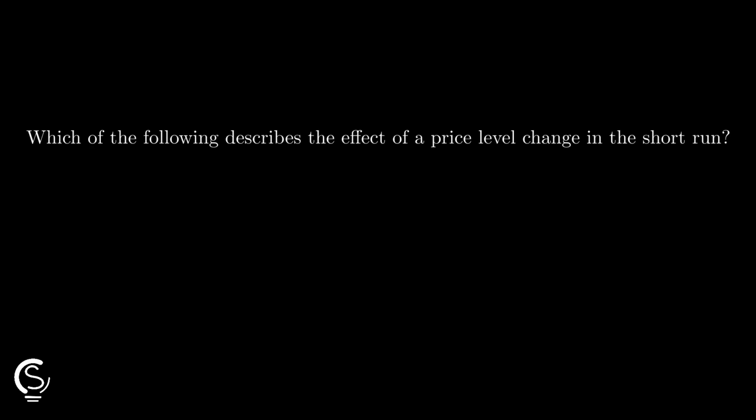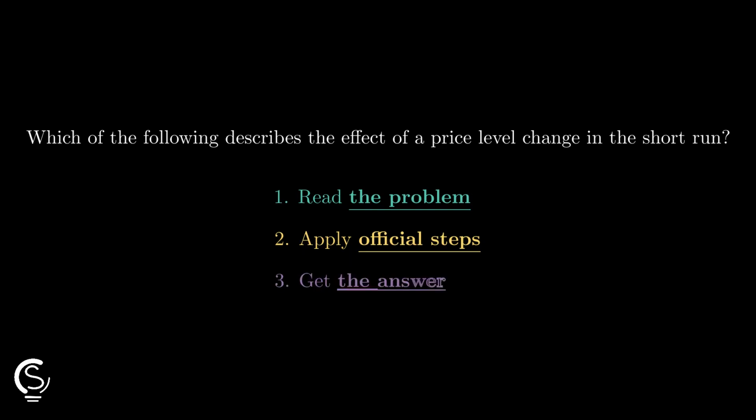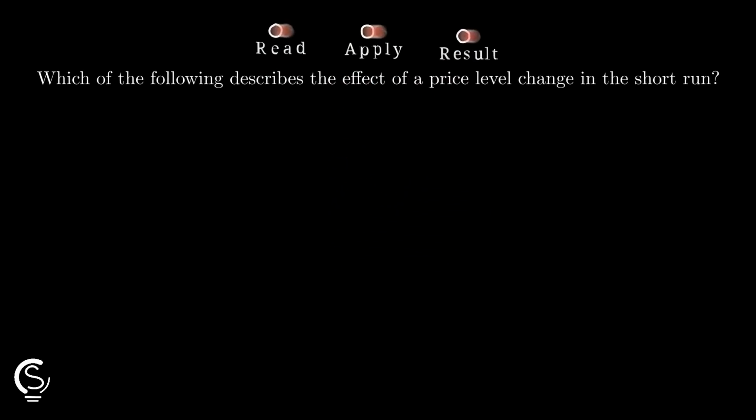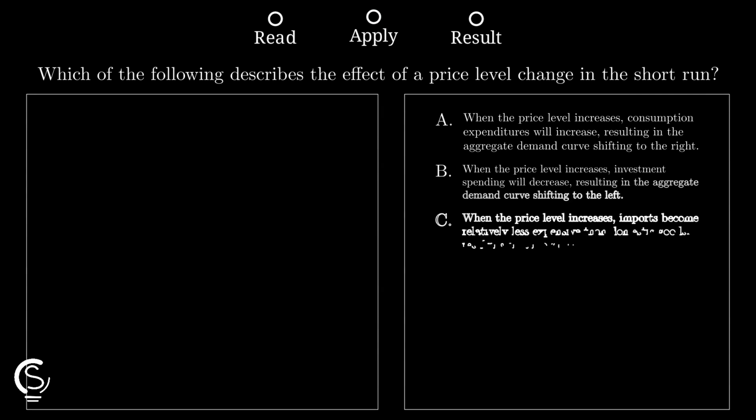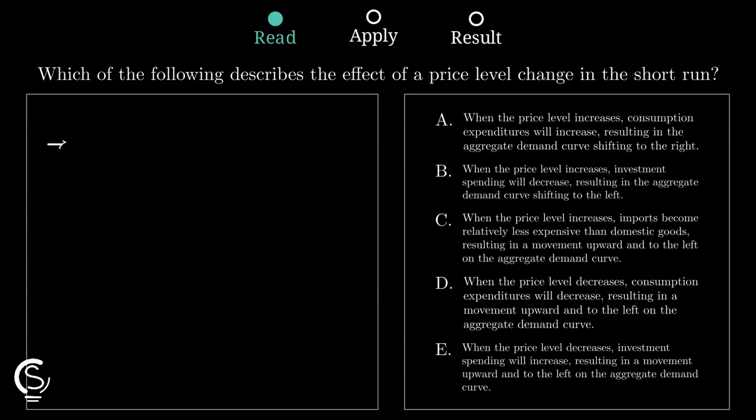Let's go! Price level changes can be tricky, but we can solve this fast. Let's look at how aggregate demand reacts when the overall price level shifts. A change in the price level does not shift the aggregate demand curve itself. Instead, it causes a movement along the existing curve, so we can immediately eliminate options A and B.